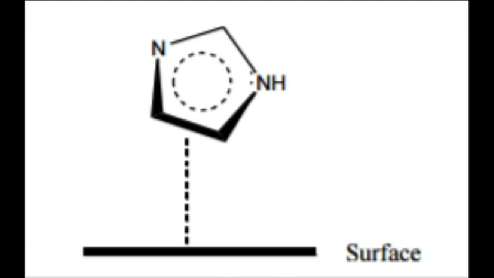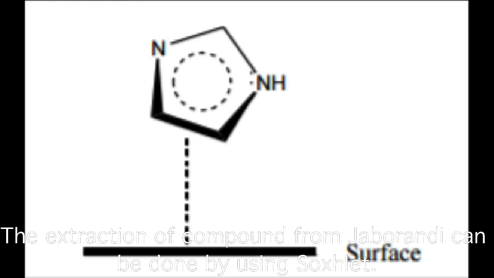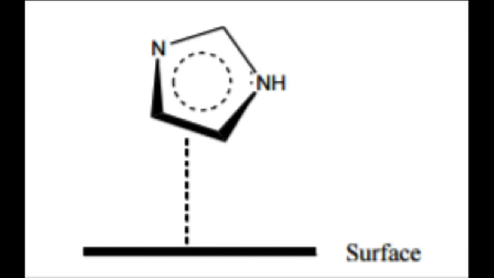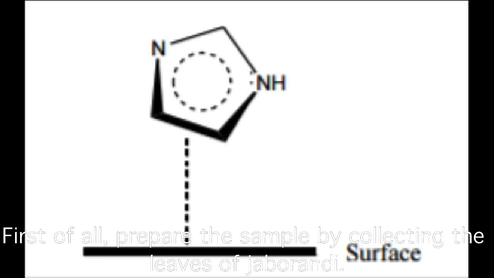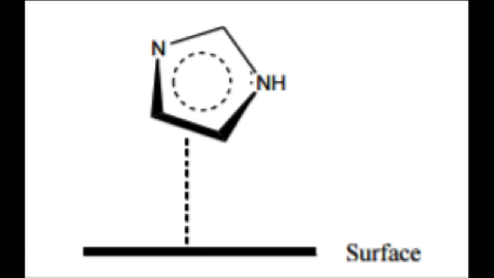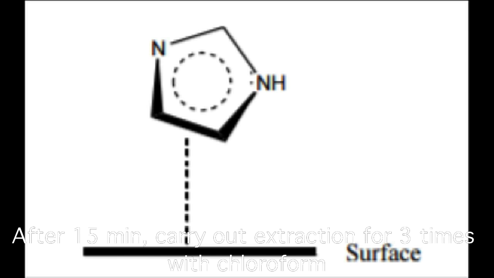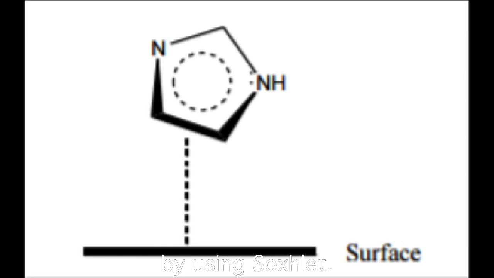The extraction of compound from Jaborandi can be done by using a Soxhlet. First of all, prepare the sample by collecting the leaves of Jaborandi. Moisten the sample with 10% of sodium hydroxide. After 15 minutes, carry out extraction 3 times with chloroform by using a Soxhlet.